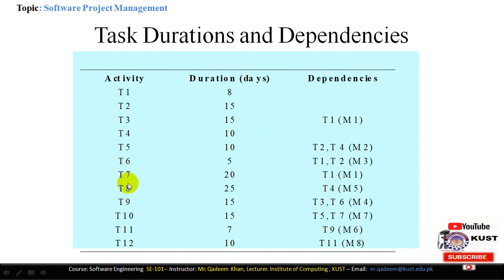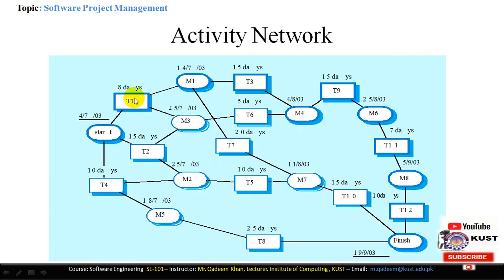Then we have T7, T8. T7 requires 20 days, and it depends on T1. So we will specify T7 immediately after T1. So T7 is here. T7 is also connected with M1 like T3. Because T3 is depending on T1, T7 is also depending on T1. So that's why this is connected commonly with this milestone. T7 required 20 days, so this is a very long activity.